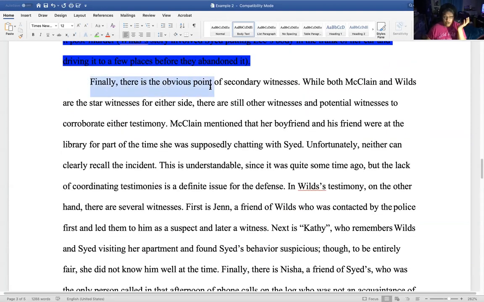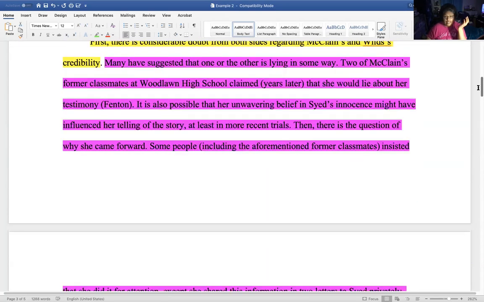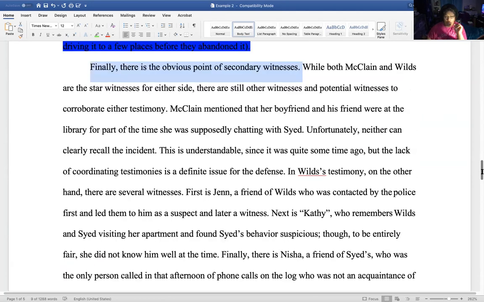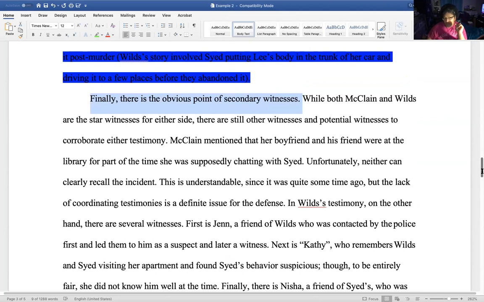Let's go to the last one. Finally, there's an obvious point about secondary witnesses. Let's go back to the thesis. The third and last thing she's going to talk about is the handful of secondary witnesses. So does she deliver on that promise? Oh my God, yes, she does. So Jane Doe, 3 for 3, right? So that's there.